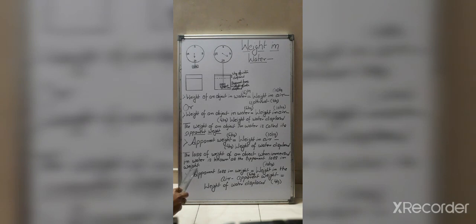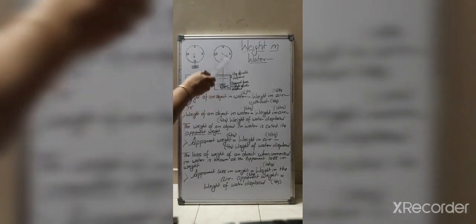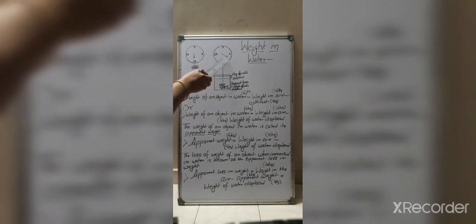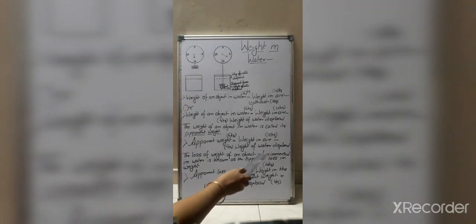6 kg. Now the loss of weight of an object when immersed in water is known as apparent loss in weight. I am telling again, the loss of weight of an object when immersed in water. Now see children, here the weight of the object is 10 kg and the loss of weight is 4 kg, because when it is immersed in water, the weight is coming as 6 kg. So the loss of weight of an object when immersed in water is known as apparent loss in weight.